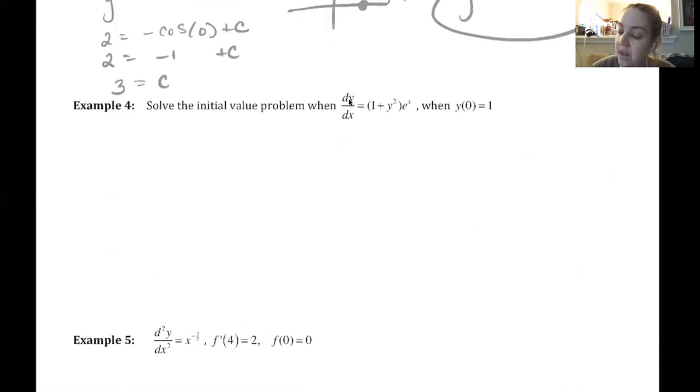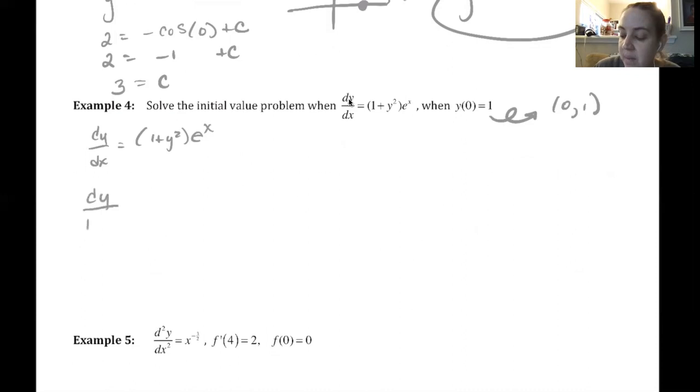Example 4. Solve the initial value problem dy/dx equals 1 plus y squared times e to the x, when y of 0 equals 1. Remember, ordered pair, this is really (0, 1). dy/dx is equal to 1 plus y squared, e to the x. So remember, separate your variables. I'm going to do this all in one step this time. dy over 1 plus y squared is equal to e to the x dx.